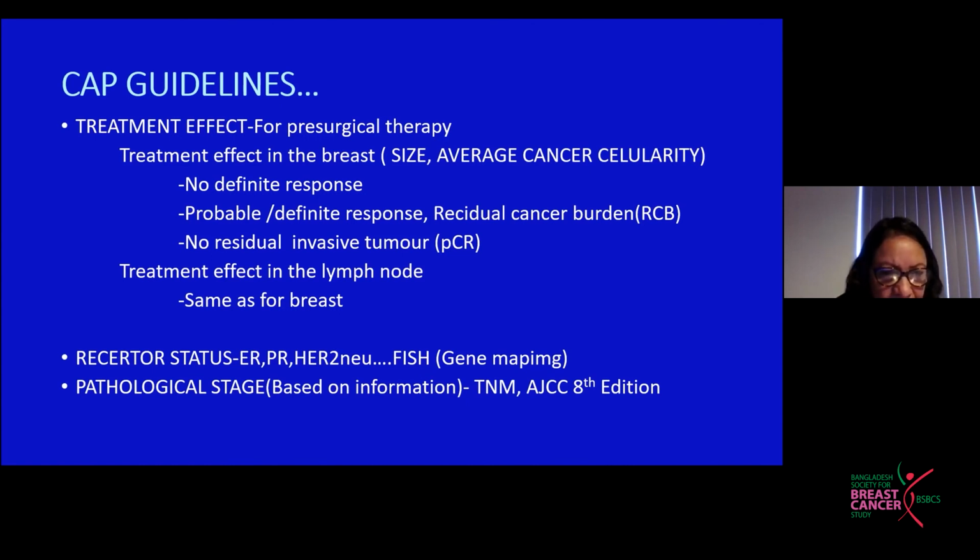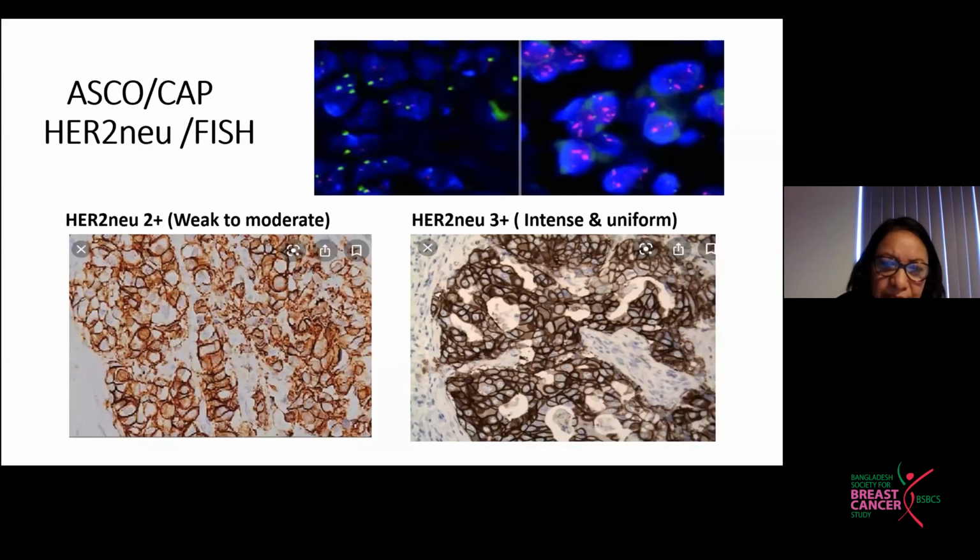So receptor status, everybody knows we do receptor status, and also we do FISH in cases of equivocal HER2 cases. And lastly, we do pathological staging, TNM, AJCC 8th edition. We know everything very well. I don't think I should elaborate on these too much. And this picture shows the HER2 types. The HER2 report, we report as negative, positive, and equivocal, which is also designated as HER2 2+.